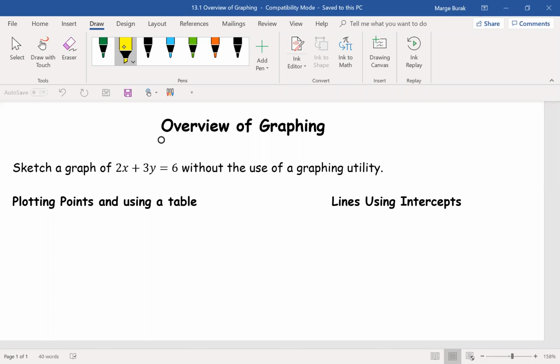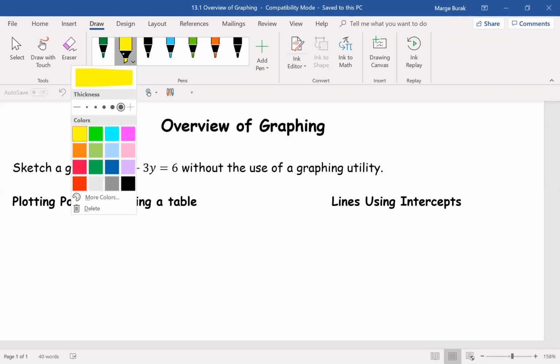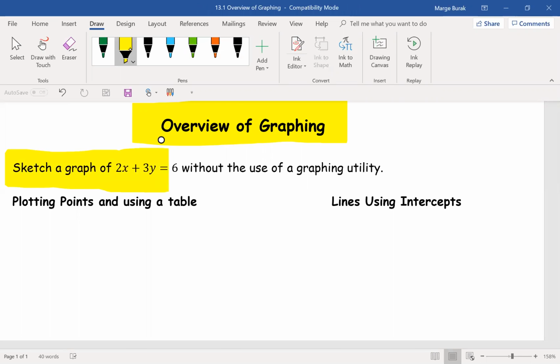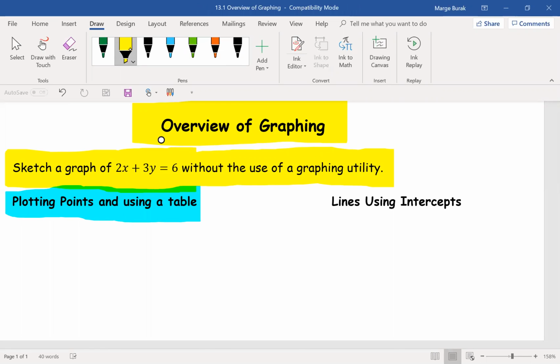Okay, let's just do an overview review of graphing, and that'll get us ready to start this next chapter. So we're going to sketch a graph of 2x plus 3y equals 6, a linear equation, without the use of a graphing utility. Okay, so there's a few ways to do this. One way is for any equation, just plot points, use a table.